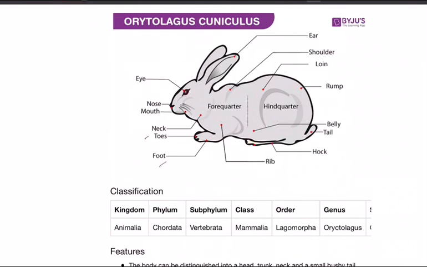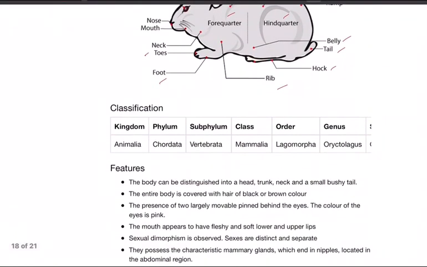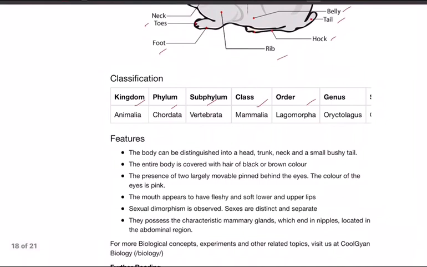Oryctolagus cuniculus. Again, you need to draw the diagram and label it: eye, nose, mouth, neck, toes, foot, forequarter, hindquarter, ribs, hock, belly, tail, rump, loin, shoulder, ear. Classification: kingdom Animalia, phylum Chordata, subphylum Vertebrata, class Mammalia, it belongs to us. We all belong to mammals. Order Lagomorpha, genus Oryctolagus.